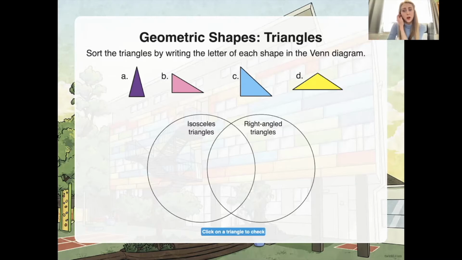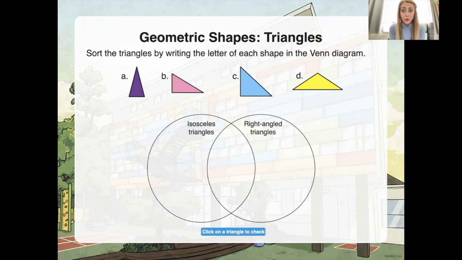Moving on to sorting our triangles using a Venn diagram. I've got 4 triangles again. We've got A, B, C, and D. Now, in the Venn diagram, I've got my 2 circles. On the left-hand side, we've got isosceles triangles. Now, isosceles triangles are triangles that have 2 equal sides and one that is different. And then I've got on the right-hand side, right-angled triangles. Now, they can be scalene, they can be isosceles, but they have to have one corner, one vertex that is 90 degrees. So let's look at A first.